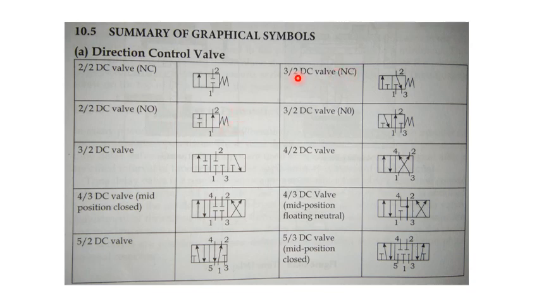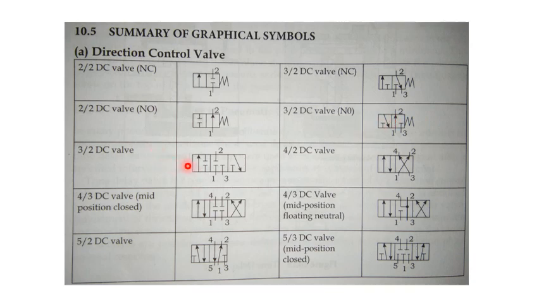Next we have here 3 by 2. Earlier it was only 2 ports. In this valve we have 3 ports and 2 positions, and the initial condition is again normally closed. Its pump port is closed, that is, number 1 port is closed, which indicates the pump port or compressor port is closed. The second one here is 3 by 2 normally open. See, 1 to 2 is connected, so from the compressor to the 2 port, the second port is connected to the actuator, so it is normally open.